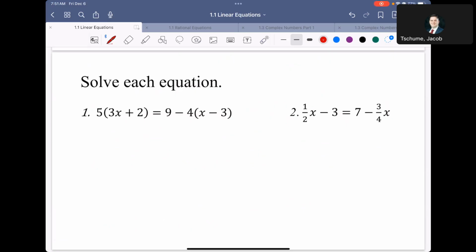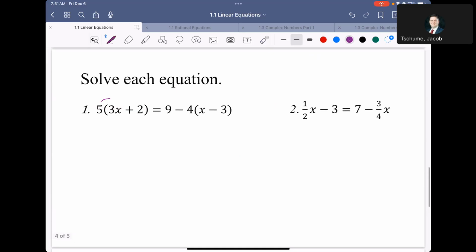So on number one, you've got 5 times (3x + 2) equals 9 minus 4 times (x - 3). Well, when we solve an equation like this, first thing I'm going to do is try to clean this up a little bit. I don't really like the 5 here in the front, so I am going to distribute that through. And same thing over here. I don't really like the negative 4 out in the front by itself, so I'm going to also distribute that through. And when I do that, it should give me 15x + 10 = 9 - 4x, and then negative 4 times negative 3 is positive 12.